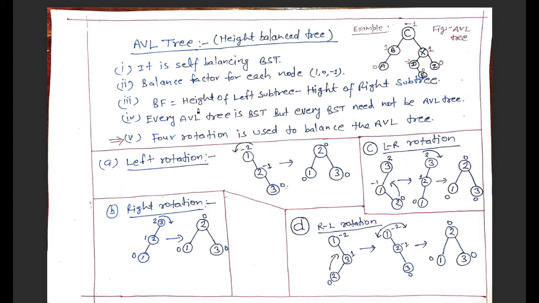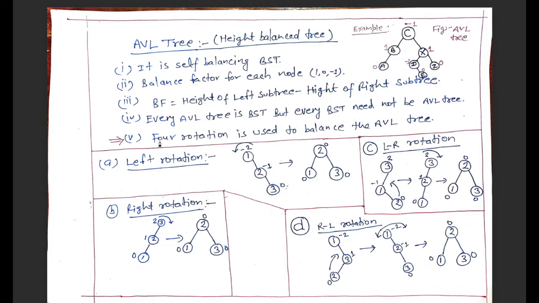An important point is the balance factor. How to find the balance factor: height of the left subtree minus height of the right subtree, right? Here I have told how to find the balance factor. Now see here, if any node is not balanced, that means it is unbalanced. How does it become unbalanced? If the value of the balance factor is other than 1, 0 and -1, then we have to balance the tree.